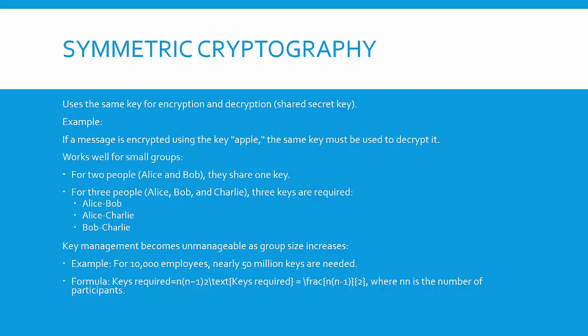If Alice and Bob want to communicate securely, they can simply agree on a single shared key. However, if a third person, Charlie, joins the group, things start to get more complicated. Now we need a separate key for Alice and Charlie and another one for Bob and Charlie. As the group gets bigger, the number of keys required grows exponentially.